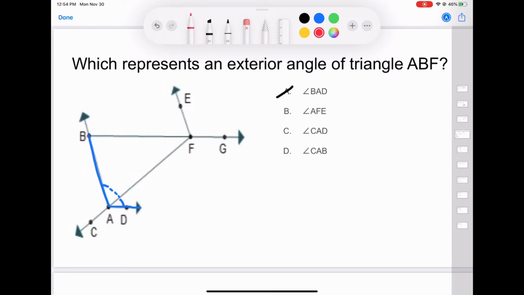Now let's look at AFE. Same thing, we can see here that we have a little bit of an interior angle space, and so that would not be our answer choice. Let's look at this next one. CAD.